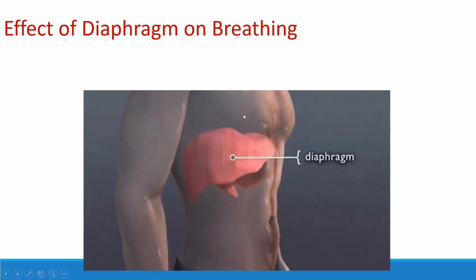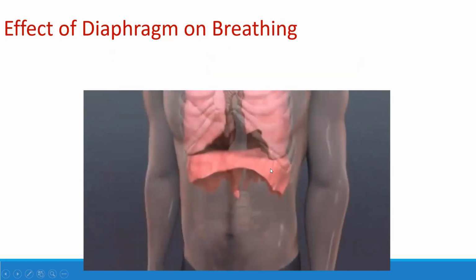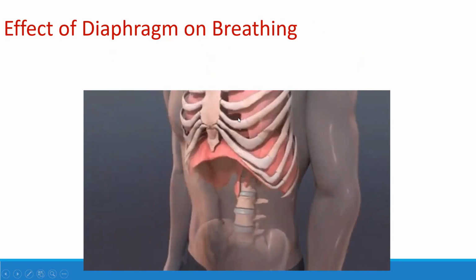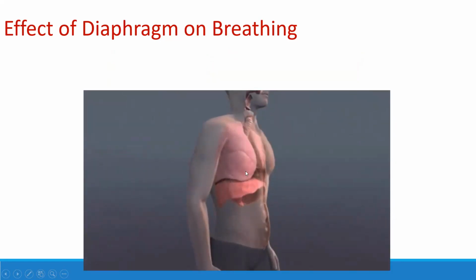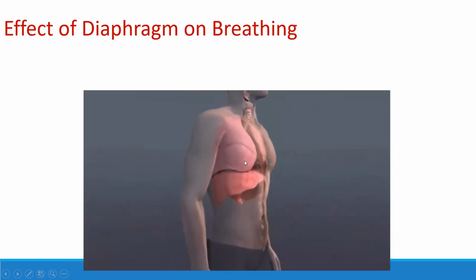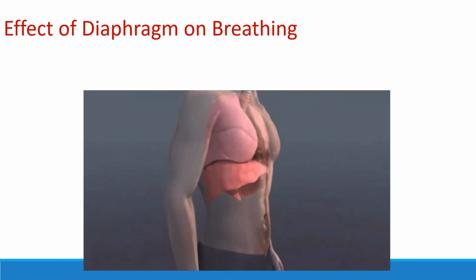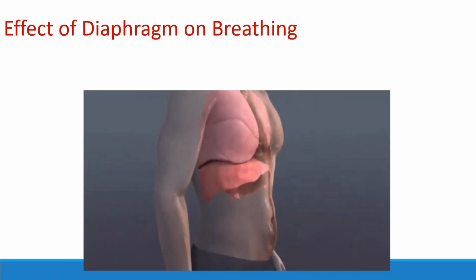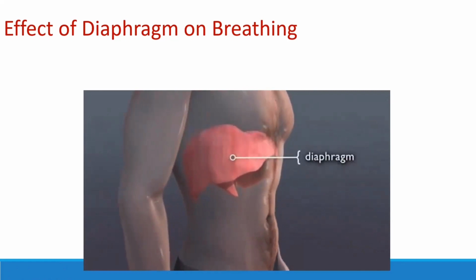Diaphragm goes up, ribs drop. Diaphragm goes down, ribs expand. You can see it here. As the ribs rise, the diaphragm will go down, the thoracic cavity enlarges, the volume of the lungs increases, and air rushes into the lungs. And that is our second review of muscles. Any questions on that?